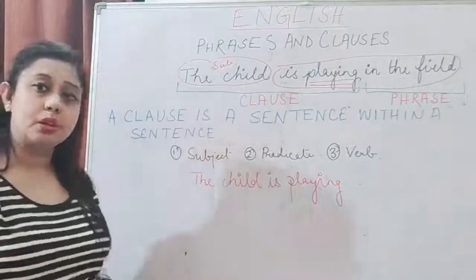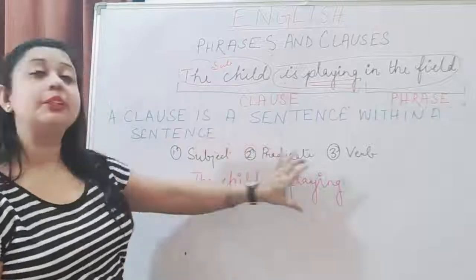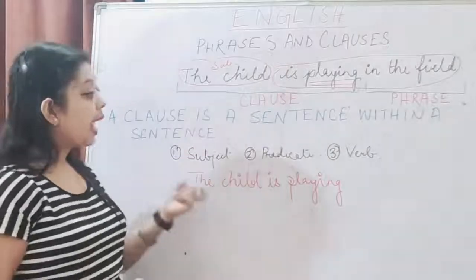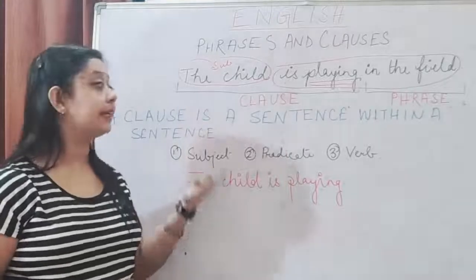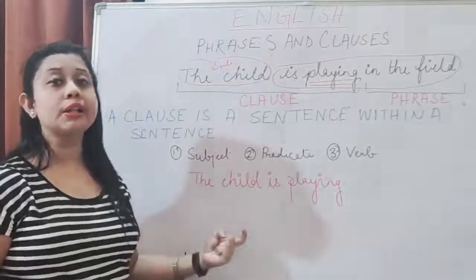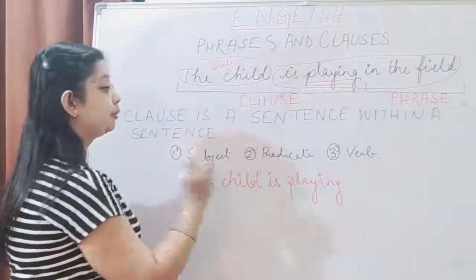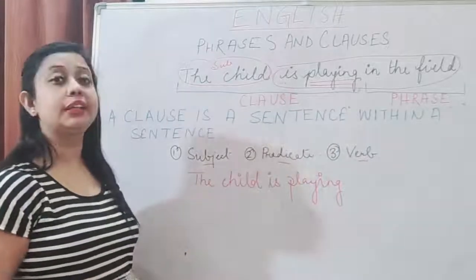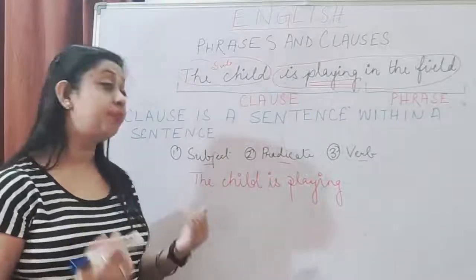As soon as I write the child is playing, we need to remember that this is not the whole sentence. This is the part of the sentence that is written on the top. And I need to prove that this part has all the qualities that a sentence has. If it is a sentence within a sentence, then it should have all the qualities that we have in a sentence. And what are those qualities? It should have a subject, it should have a predicate, and it should have a verb. So let us find out whether this part that we are calling a clause does have those qualities or not.